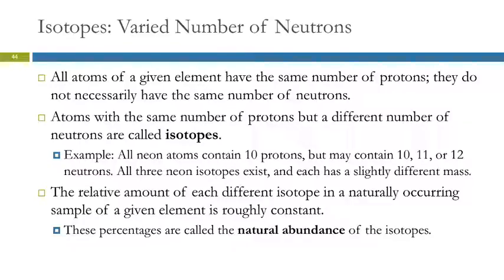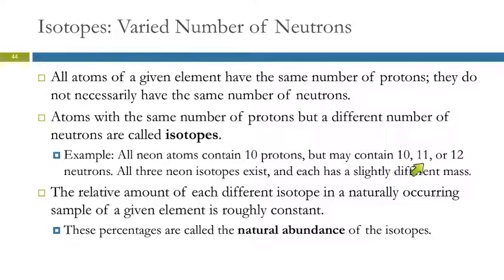So if you have two atoms or more that have the same number of protons but different numbers of neutrons, they're called isotopes. Iso is a prefix that means the same. So isotopes. And as an example, neon. There are 3 isotopes of neon. All of them have 10 protons. But some of them have 10 neutrons, some have 11, and some have 12 neutrons. All of those exist, and they're each going to have a slightly different mass, right? Because the neutron has a mass of approximately 1 atomic mass unit. So you throw a couple extra neutrons in there, you're going to change the mass of the atom.